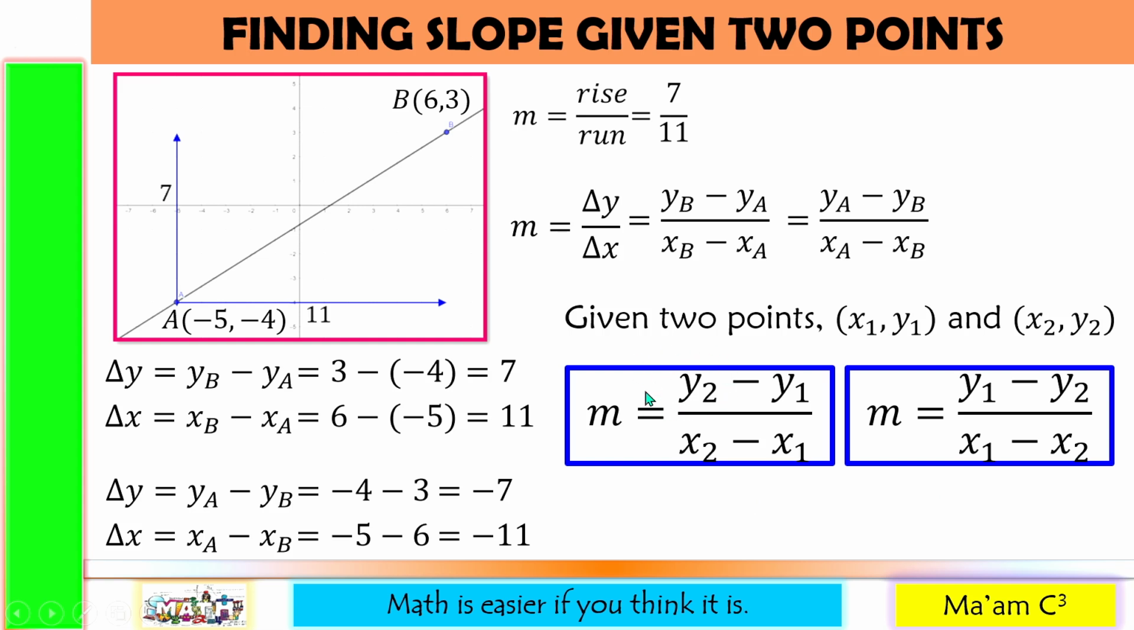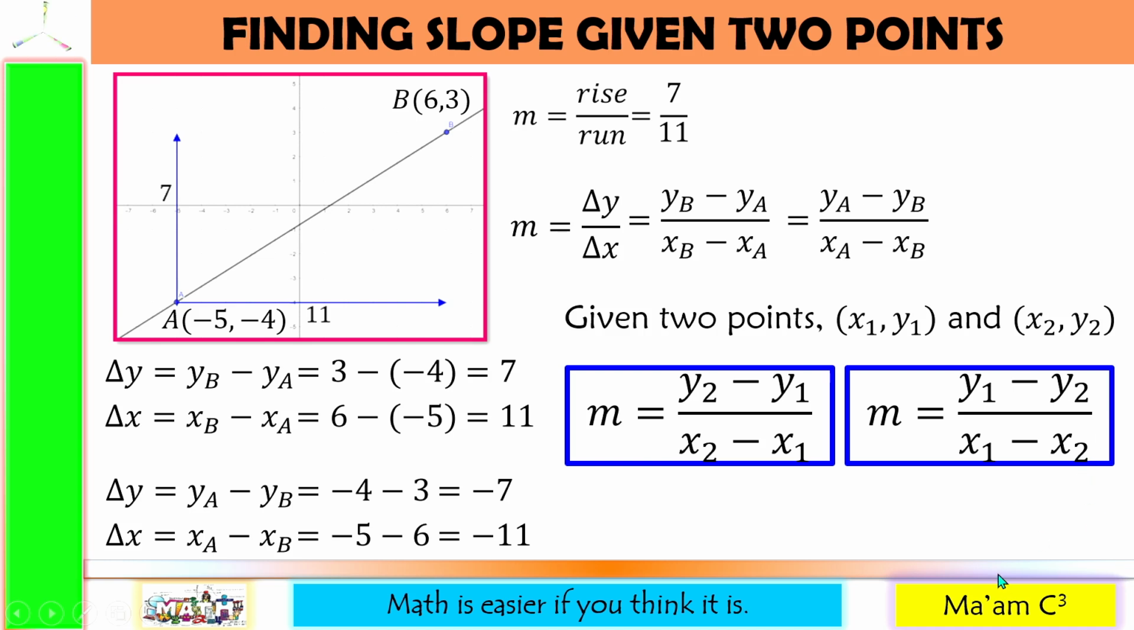If you consider first the y-coordinate of the second point in your numerator, then in your denominator, you have to consider first the x-coordinate of point 2 as well. So notice this comes from point 2. This is also from point 2. From point 1, this is also from point 1. From point 1, this is also from point 1. From point 2, this is also from point 2.